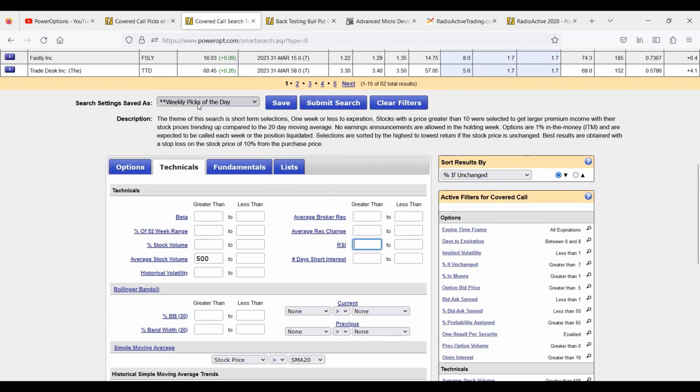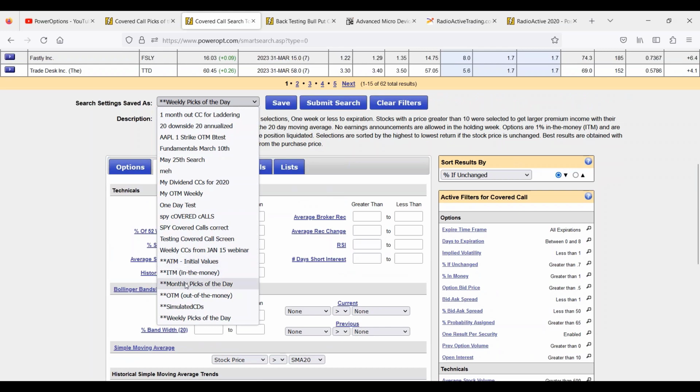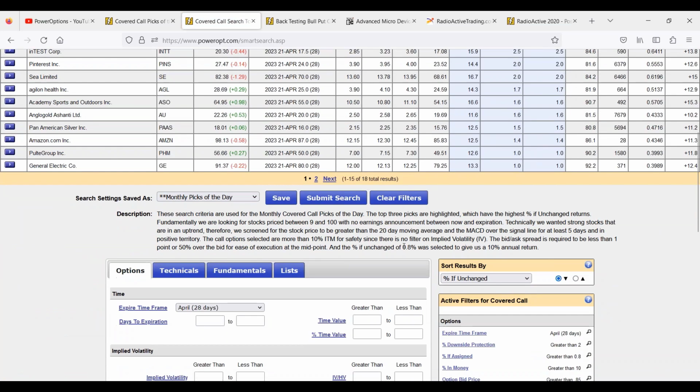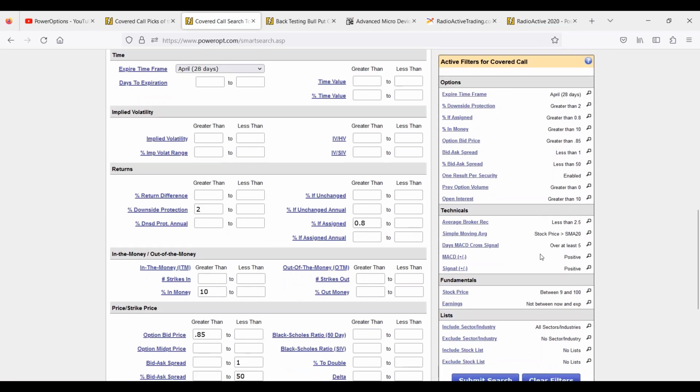And this criteria that's shown here, weekly picks of the day default, monthly picks of the day, is what's being used to identify the position. Here we're looking for a positive MACD. The MACD has to be above the divergence line, as does the signal line, and the MACD has to be above the signal line by at least 5 days, while still having a stock that's above the SMA 20.